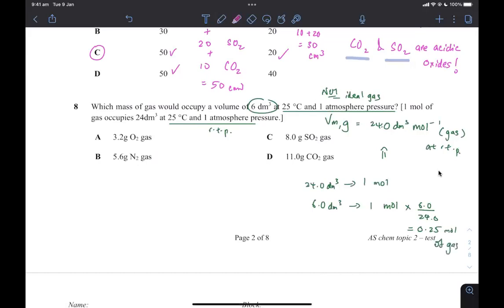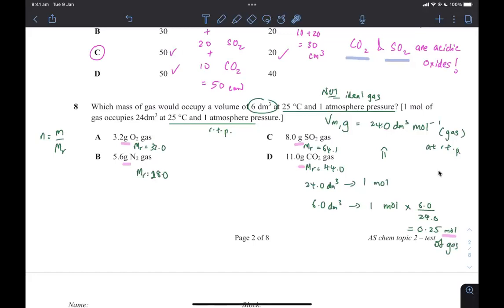Now that is mole. All of these are masses. So to relate mass and mole, you need mass over MR. To do the MR, you need your periodic table. The MR of O2 is 32.0. The MR of N2 is 14.0 times 2, 28.0. The MR of SO2 is 32.1 plus 16.0 times 2, 64.1. The MR of CO2 is 12.0 plus 16.0 times 2, 44.0.